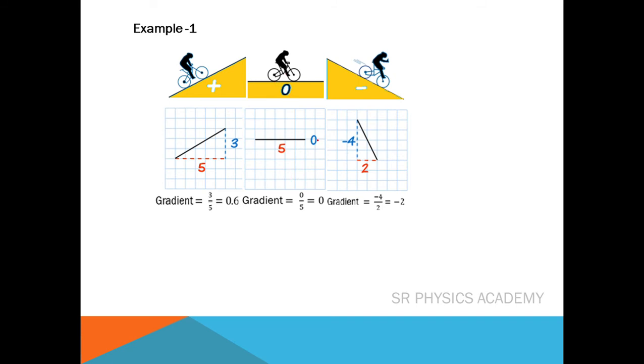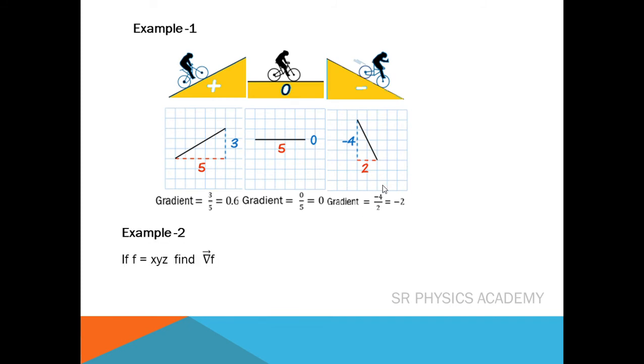In this case, we can say that the across is there, but up is no. The up is no means it is 0. So gradient equal to 0 by 5, we will get 0. That means in this case the gradient is 0. Knowing how much it is up and how much it is across, we can easily calculate the gradient. That means a positive gradient, and a negative gradient we will get.